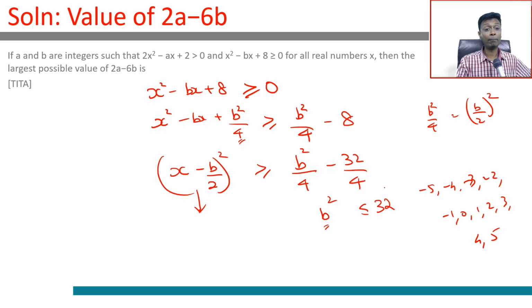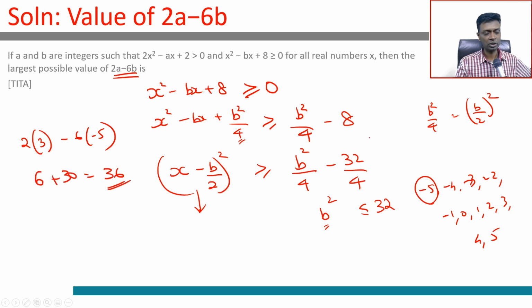We want 2a - 6b to be very high, or we want b to be very small. The smallest integer b can take is minus 5. 2 into 3 minus 6 into minus 5 is the largest possible value of 2a - 6b. 6 plus 30, which is 36. The key takeaway here, the most important point here, is the idea of completion of squares. You might be given any quadratic equation, x² + 5x + 11.